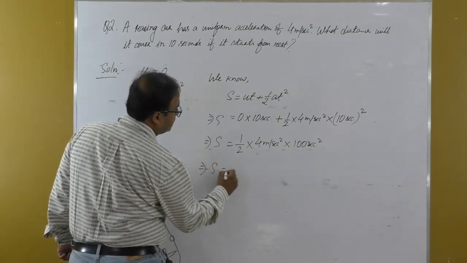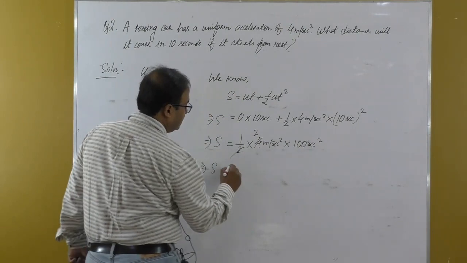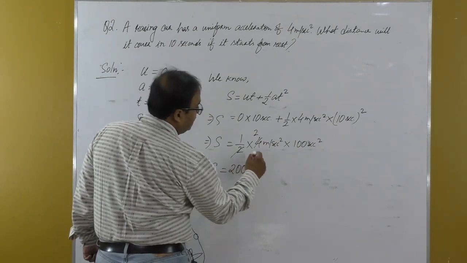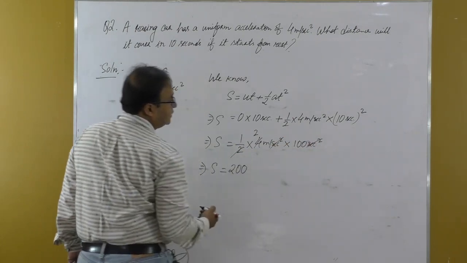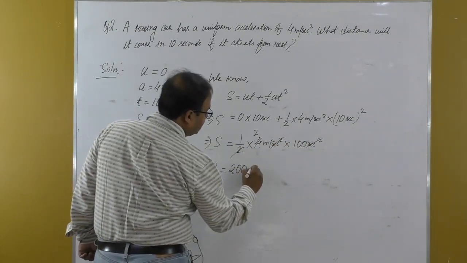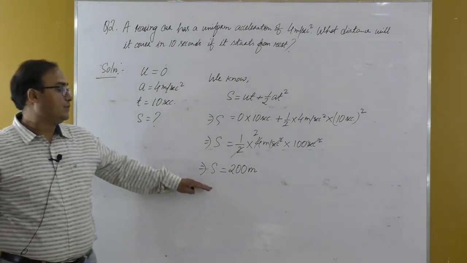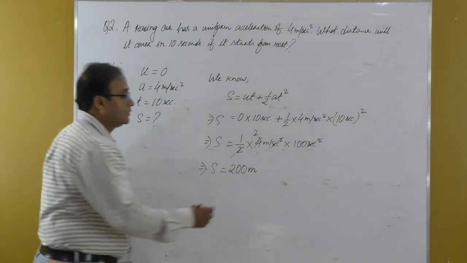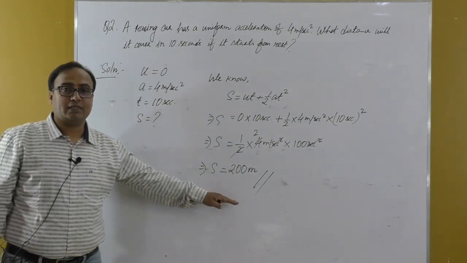So s equals to, if you do the cancellation here, 2, so 2 into 100 is 200, and the unit second square will be cancelled, so it will be meter left here. So SI unit of distance is meter. We got the answer, s equals to 200 meter. So the distance covered by this racing car is 200 meters.